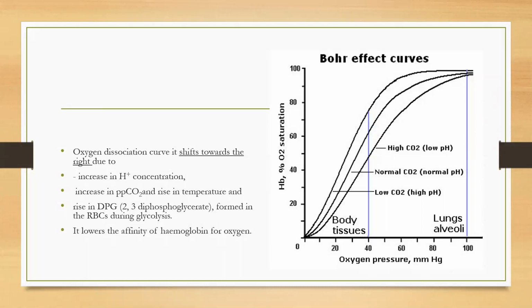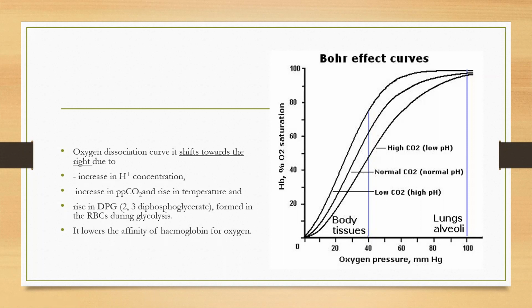Okay. And because of all these factors, when the oxygen dissociation curve moves to the right, what happens? It lowers the affinity of hemoglobin for oxygen. Affinity of hemoglobin for oxygen यानी क्या? उस टाइम पे क्या होता है? ऑक्सीजन हीमोग्लोबिन से कम बाइंड होता है.